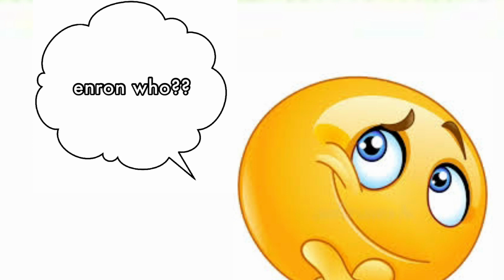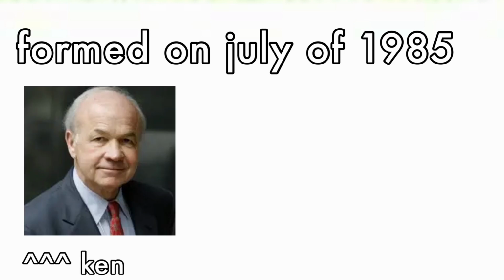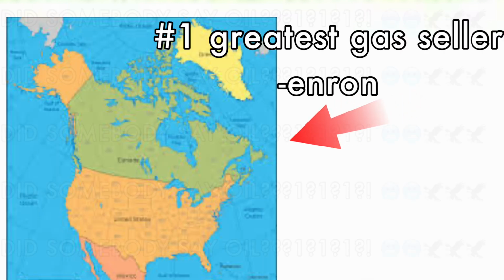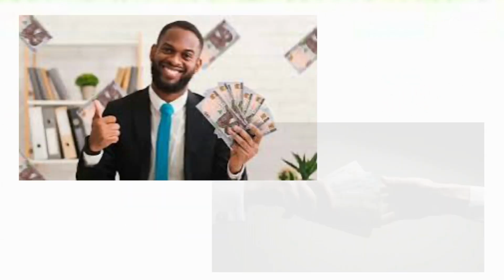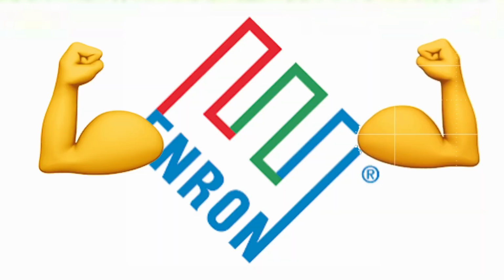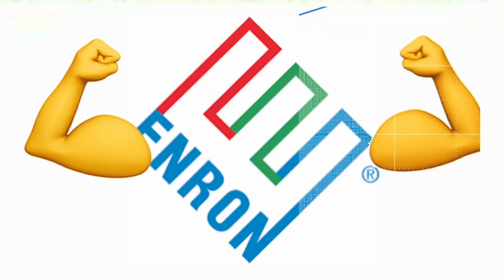Who is Enron? The Enron Company, formed in July of 1985 by Kenneth Lay and Jeffrey Skilling, was Houston's and North America's largest seller of natural gas. As the company made millions and millions of dollars, Enron was viewed to be the most superior company, as they had sold thousands, millions even, of their products all across the world, gaining around $122 million.